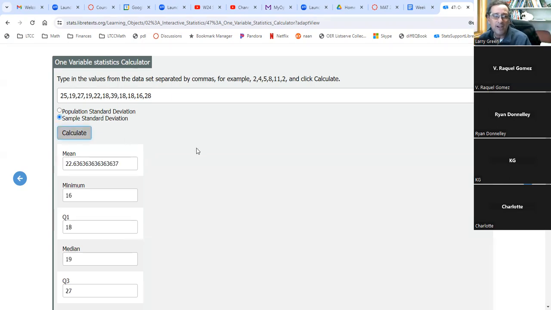Then I hit calculate. I try to make this really easy. All you do is you type in the numbers, separate them by commas, choose population or sample, and hit calculate, and that's it. There's nothing else you have to do.